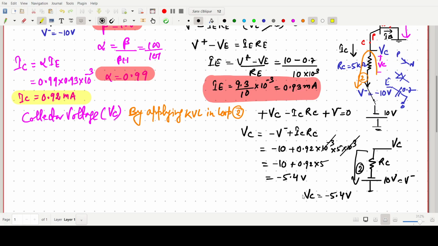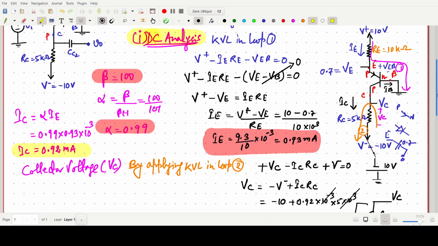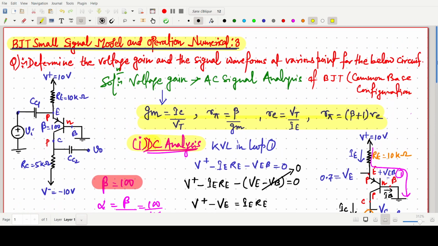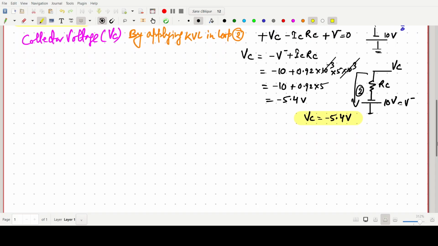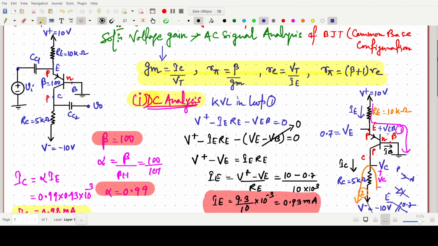So some important observations for a common base configuration, like IE, IC, VC we have found. Okay, so this may be one question, but our final question is to find voltage gain. But before that, we have to find these parameters, because we have to find some important parameters for the small signal model. So now what we will do, this should be our step one.